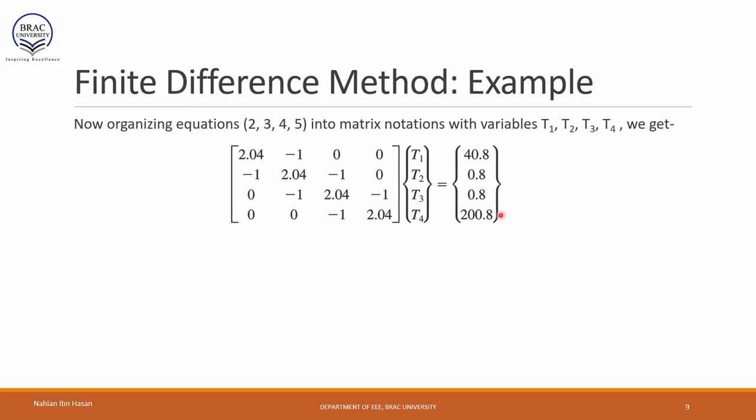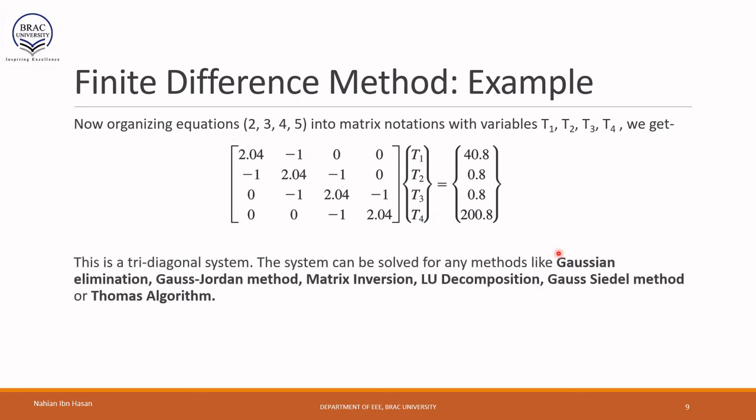Those methods can be easily applied for solving such a system of equations, but there's a special interesting thing here: this is a tri-diagonal system. If you notice carefully, only the tri-diagonal elements are non-zero. A special method used for solving such systems is the Thomas algorithm. The Thomas algorithm was specially designed for handling such tri-diagonal systems, so you can use it for solving this system.